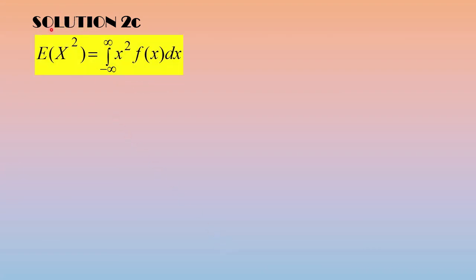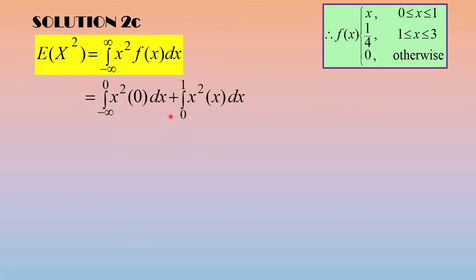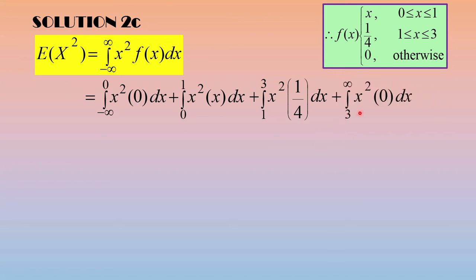Now we continue with 2C. What is the expected value for x squared? Therefore, we need to integrate from negative infinity to 0, x squared times 0. Integrate from 0 to 1, x squared times x dx. Continue from 1 to 3, x squared times 1 over 4 dx. And last one, from 3 to infinity, x squared times 0. Simplify.